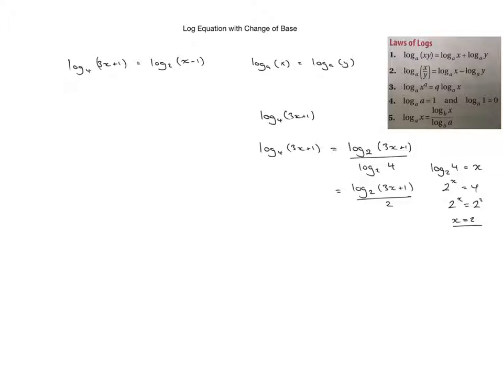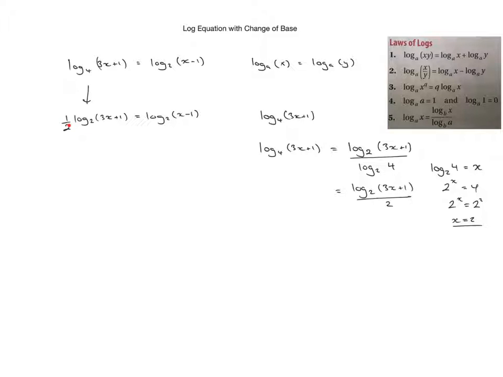Okay, let's go back to the left-hand side and replace the log 4 3x plus 1 with our new expression. So now what we have is a half, log base 2 of 3x plus 1, and that's equal to log base 2 of x minus 1 on the right hand side. Now I still don't have it exactly how I want it, because I want log base a of something equal to log base a of something on the right hand side. And as you can see, I have this half which is in the way, superfluous to what I want.